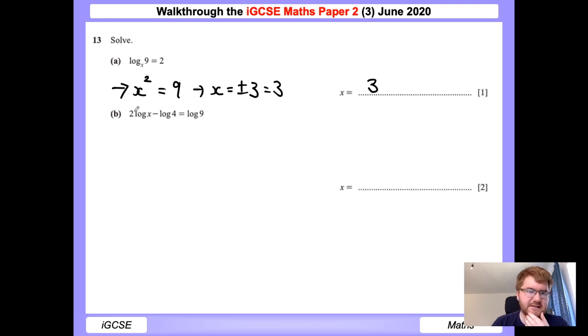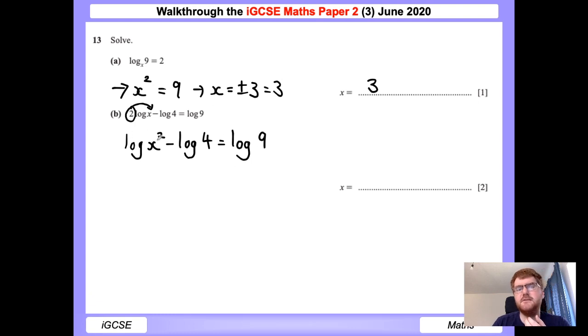This one here, we're going to do a bit of simplifying logs. The first thing is the third rule that we learn, which is the 2 that can come to the back. This should be a log law you're familiar with. So we can write log x squared minus log 4 is equal to log 9. One of the biggest mistakes made on this question is trying to cancel the logs immediately. You're not allowed to do that.